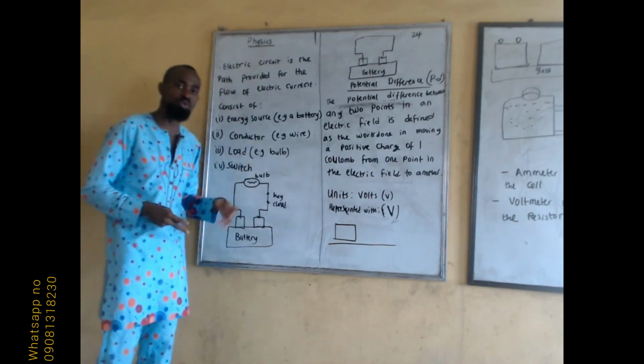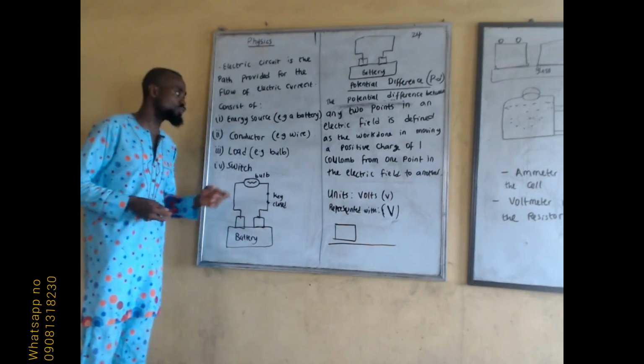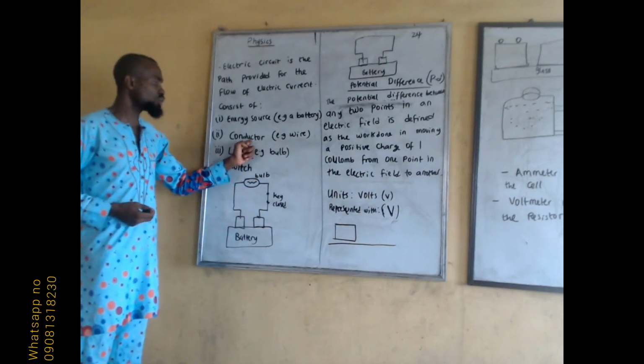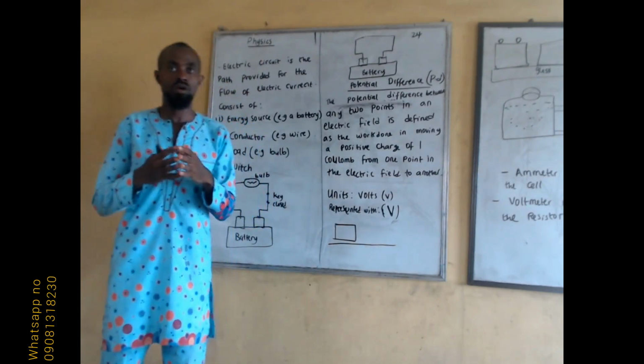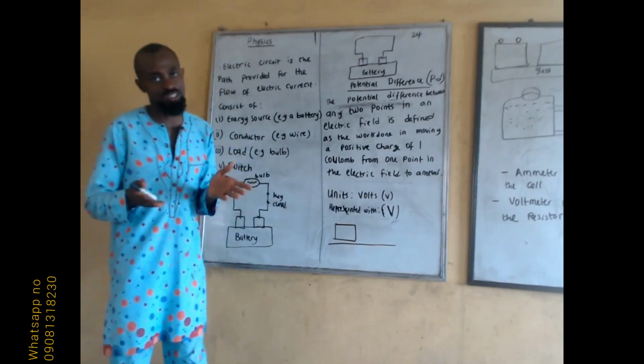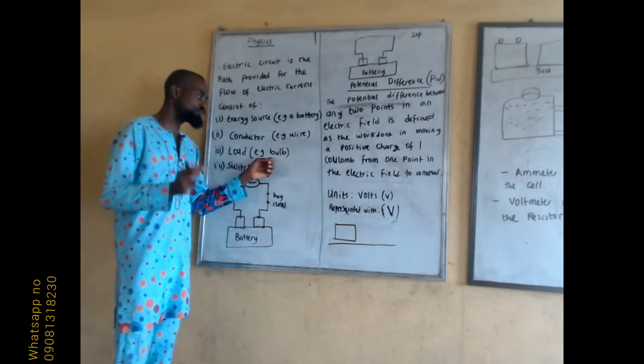Another thing is your conductor. Where is the electricity going to flow? Where is the charge going to flow? So you need your wire. Your wire is supposed to be the conductor. And another thing, the third thing you need is your load. Your load can be your fan, can be your electric iron. But for a start, you can just play with a small bulb.